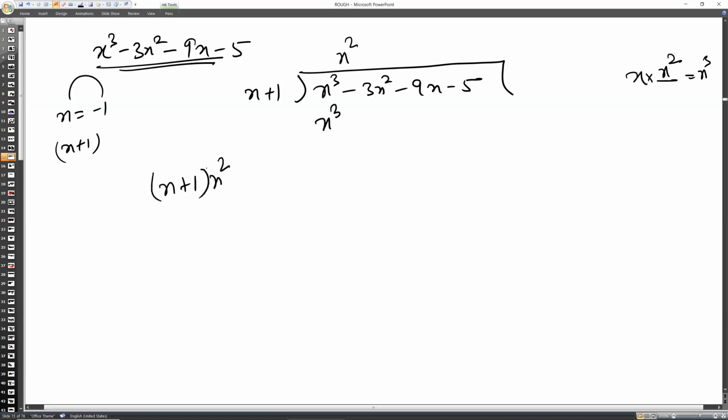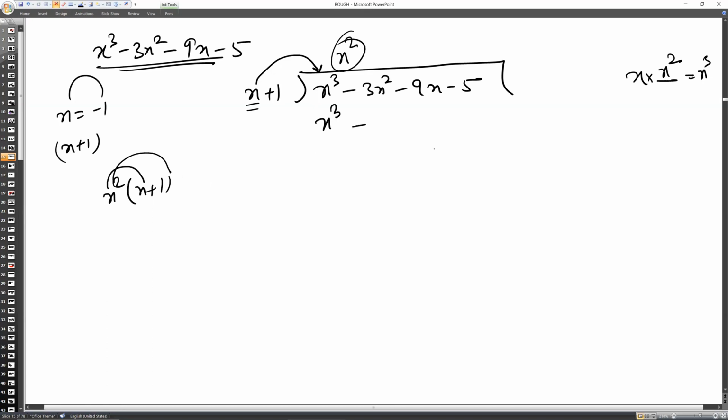So you multiply this one, you will get x cube. Now you have to multiply this one also. Every time you choose a number, you have to multiply the whole bracket. Just imagine it is like this: x square is this x square, and this is x plus 1. Whatever you get, write it here. You will get x cube, write it here. You will get x square, then write here x square.